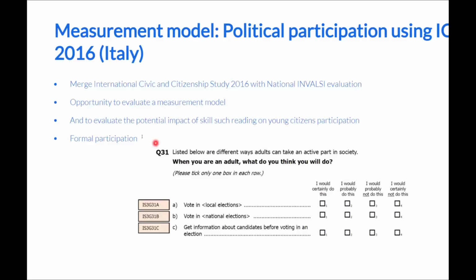In order to evaluate formal participation, when you're adults, what do you think you will do? These are 3 indicators. You think you will vote in both the national election and the local election, and get information about candidates, and the probability of doing that. And you need to recode these scales because they are in reverse.